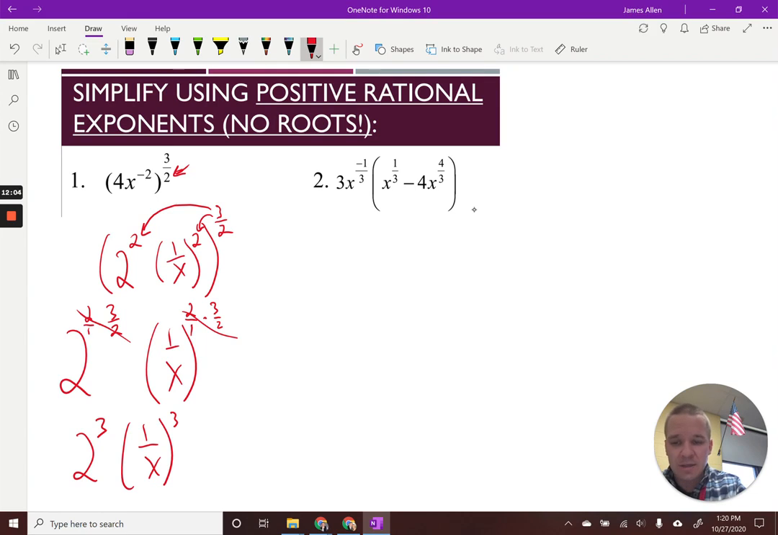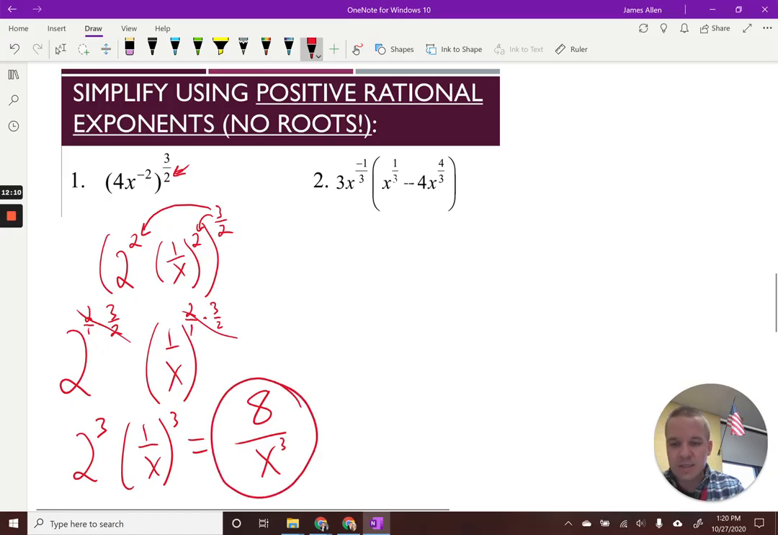2 to the third is 8. So I would have 8 divided by x cubed. Right, so if I distributed this cubed into the 1, that's just 1. 1 cubed is 1. But throw it to the x, and I got x cubed, and I have this as 8 over x cubed. So that would be my final answer there. That was awesome. That was fun.